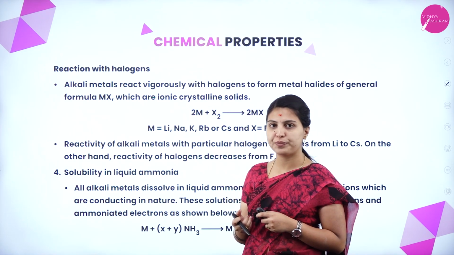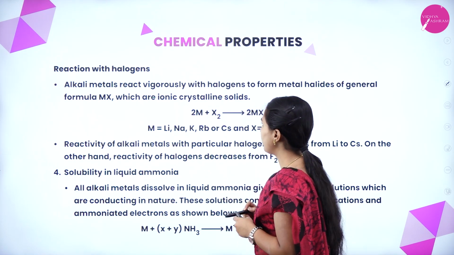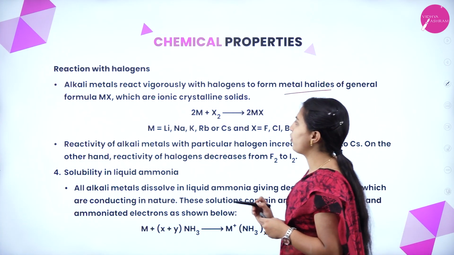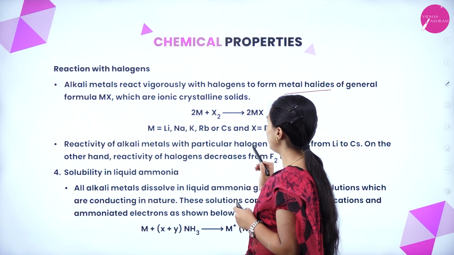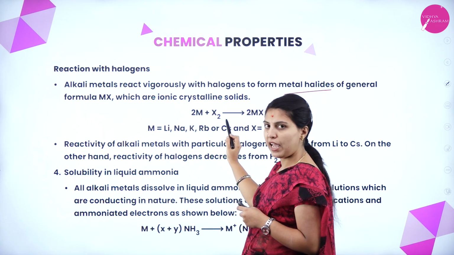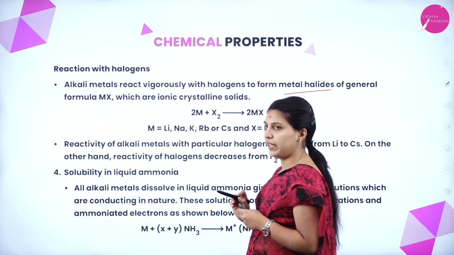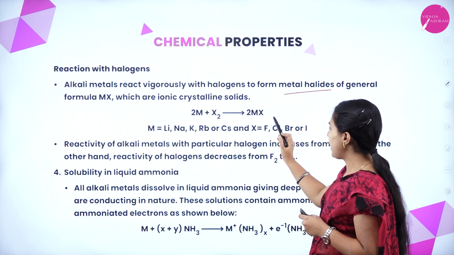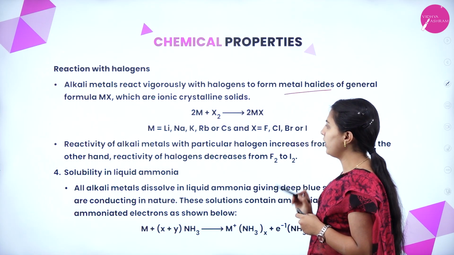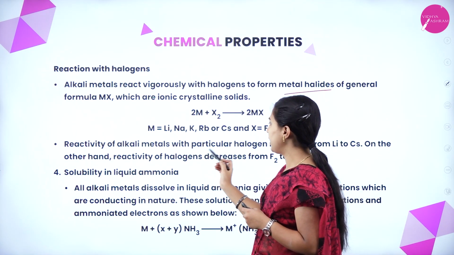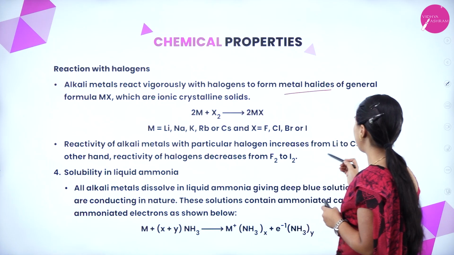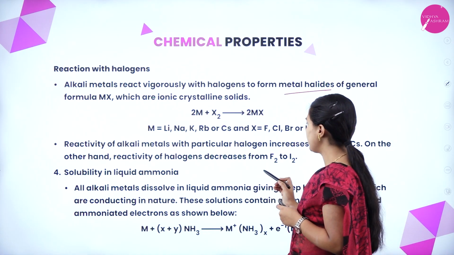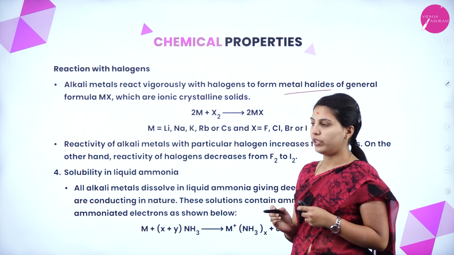Next, reaction with halogens. Halogens means group 17. Alkali metals react vigorously with halogens to form metal halides of general formula MX, which are ionic crystalline solids. Metal plus halogen forms metal halide. The metal can be lithium, sodium, potassium, rubidium, or cesium. The halogen can be fluorine, chlorine, bromine or iodine. Reactivity of alkali metals with a particular halogen increases from lithium to cesium. On the other hand, reactivity of halogen decreases from fluorine to iodine.